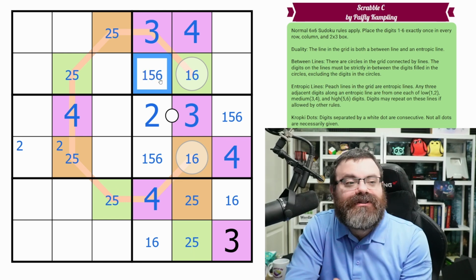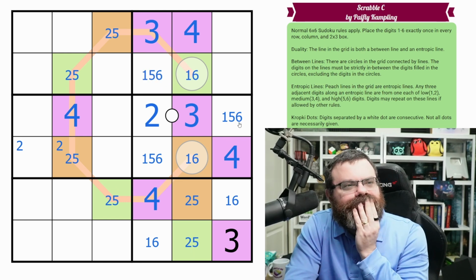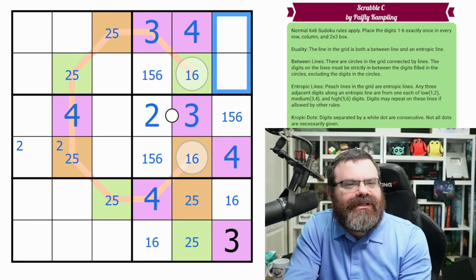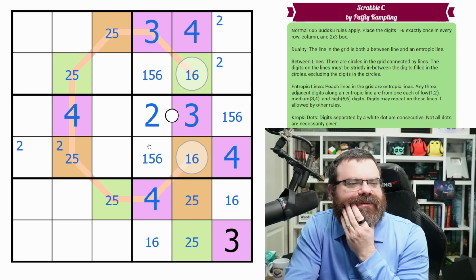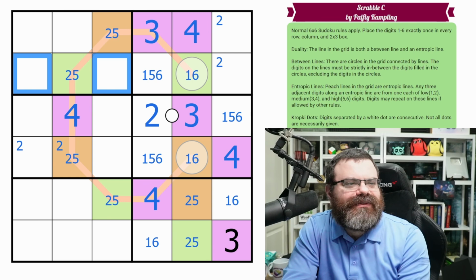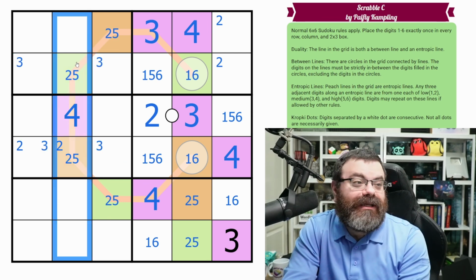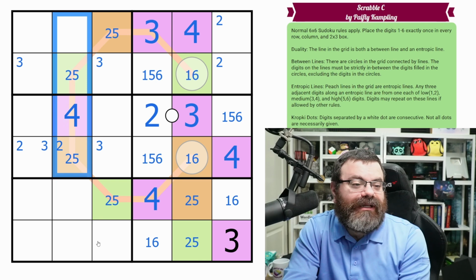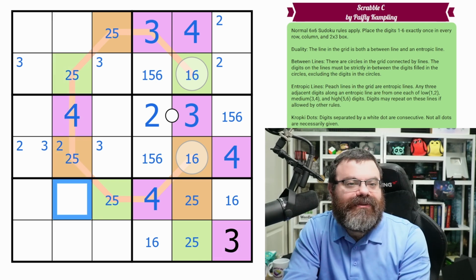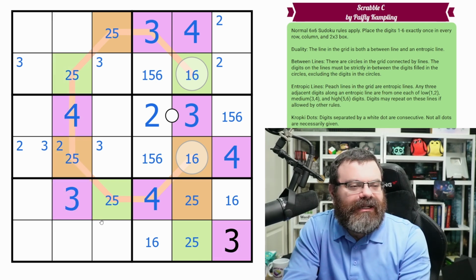This is just 1, 5, 6. I need a 2 in one of these. I'm not sure this is doing anything. What am I missing? Do I need to place a 3 somewhere? 3's in one of these 2. 3's in one of these 2. So where's 3 in this column? Okay. So none of these are 3. This one's not 3. Is that 3 there? So the 3's placed. That's purple.